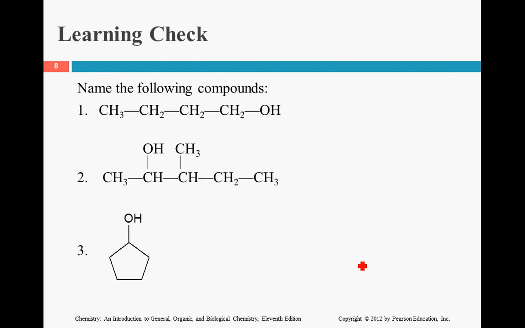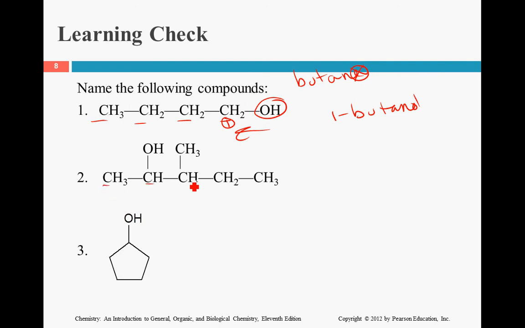Alright, so let's name some more. This one, 1, 2, 3, 4. We're starting off with butane because 4 is but. That E gets removed and we put an OL there instead, so it becomes butanol. We want to count from the side that has the OH group. That means we're going to be counting from the right. On the first carbon is the OH group, so it's 1-butanol.